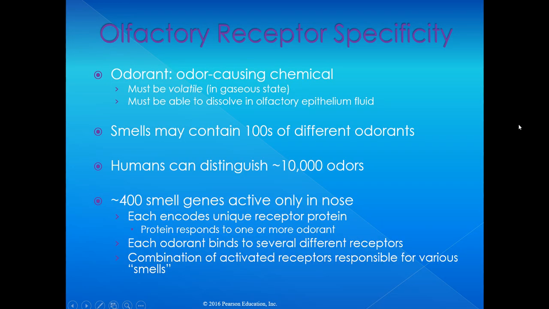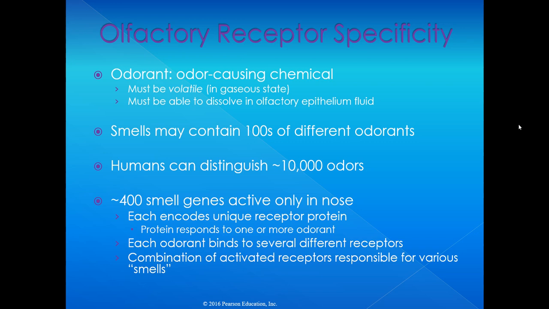So let's talk about olfaction first. When we refer to the word odorant, we are talking about whatever chemical happens to be causing the odor. Because our olfactory receptors only respond to chemicals dissolved in fluid, in order for us to smell a specific odorant, that odorant must be volatile, which means it must be in a gaseous state, because then it can dissolve in the fluid surrounding our olfactory epithelium.